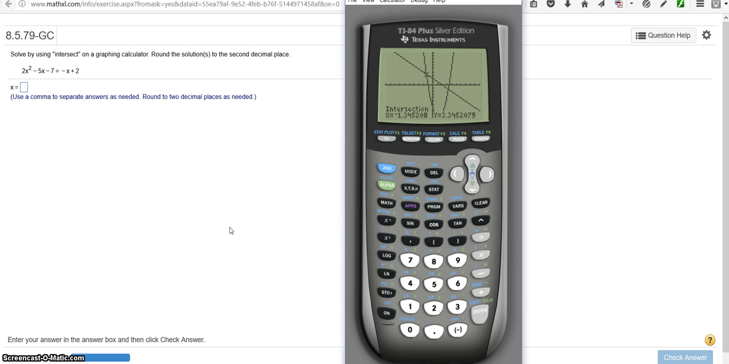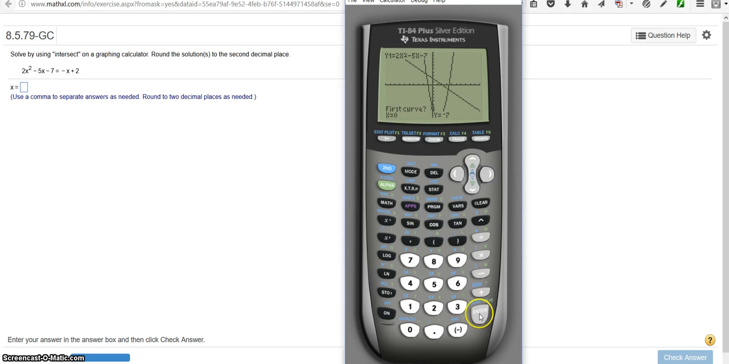And I hit enter. And it says round your answer to 2 decimal places. So we only need the x number here because our equation only has x's. So we would have x equals -1.35. And then we would do the same thing again. We would just make our guess different.